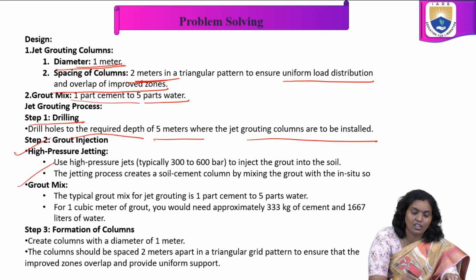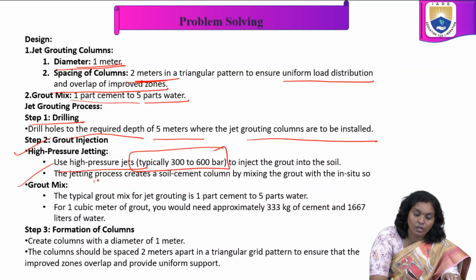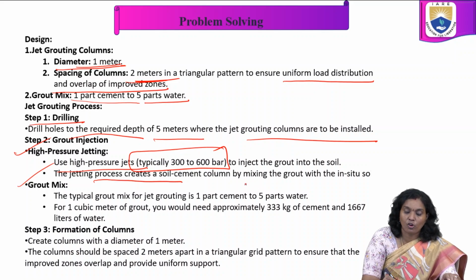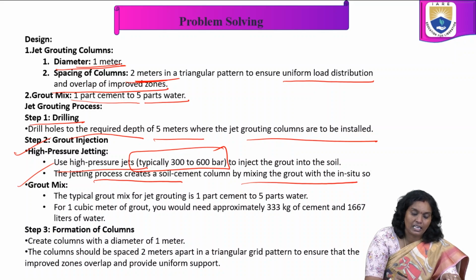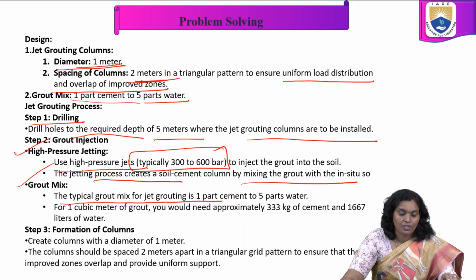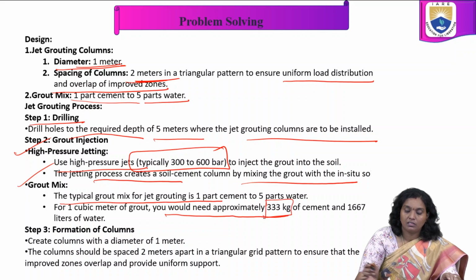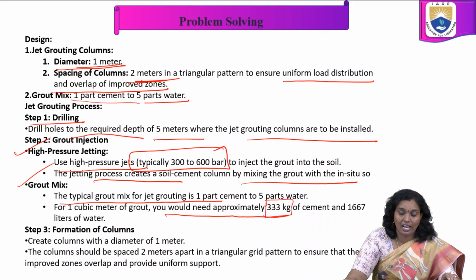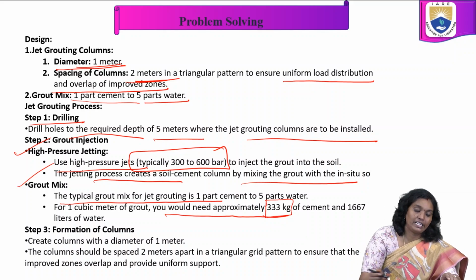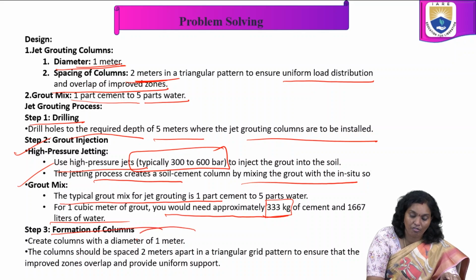So in high pressure jetting, use high pressure jets, typically 300 to 600 bar, to inject the grout into the soil. The jet grouting process creates a soil cement column by mixing the grout with on-site soil. Grout mix, the typical grout mix for jet grouting is 1 part cement to 5 parts water. For 1 cubic meter of grout, you need approximately 333 kg of cement and 167 liters of water.